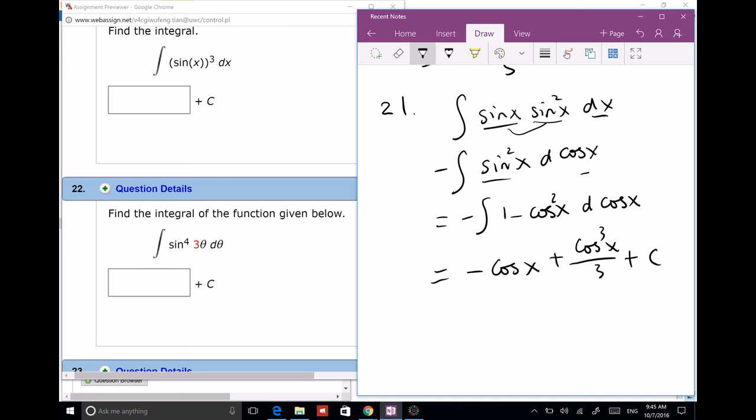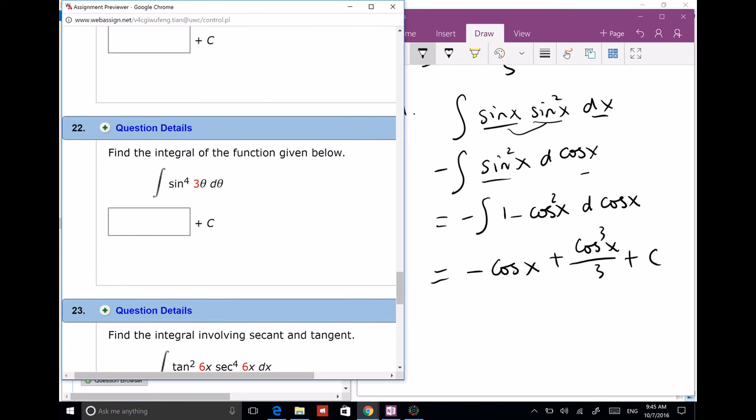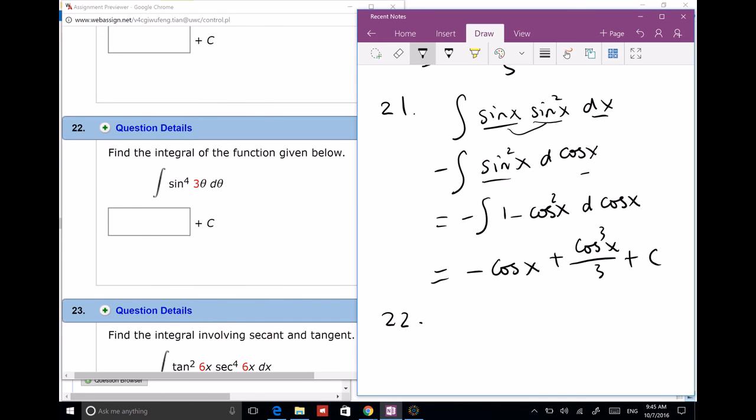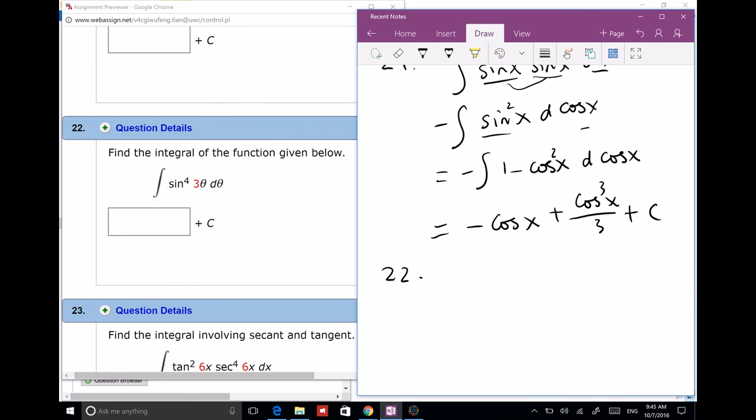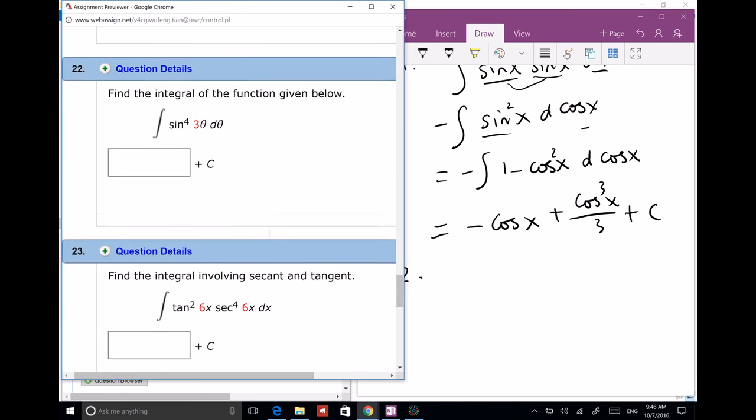And the 22, use power reduce formula. Power reduce formula for number 22. Do you need help? Well, you're okay. Number 23.